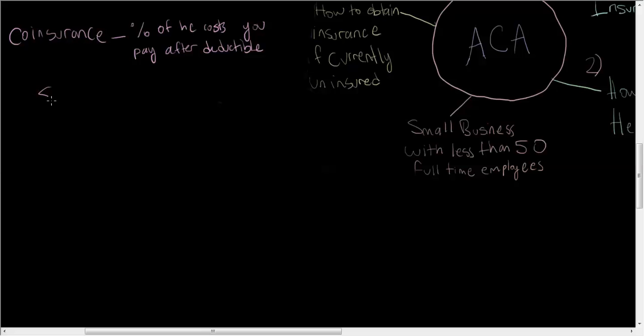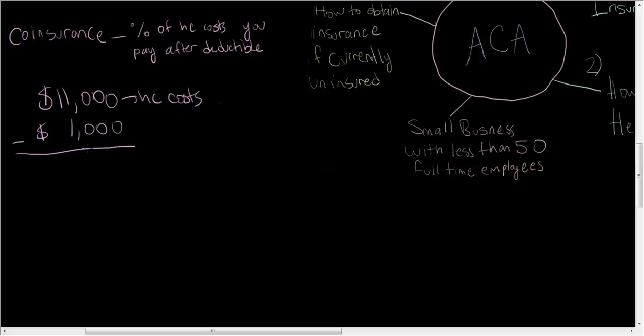So to do this with an example, let's say you have $11,000 in healthcare costs, I'm abbreviating. And then let's say your deductible is $1,000. Well, to calculate your coinsurance, basically you have to subtract these because it's the percentage you pay after the deductible. So you subtract it, you get $10,000.